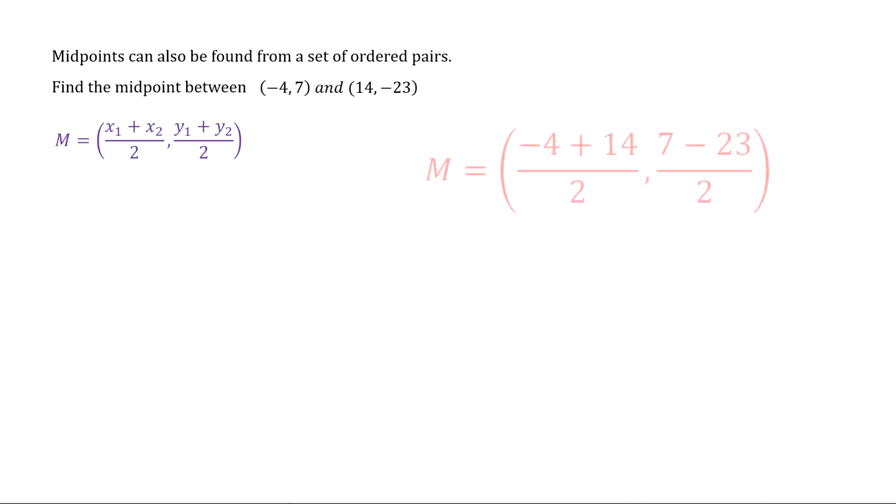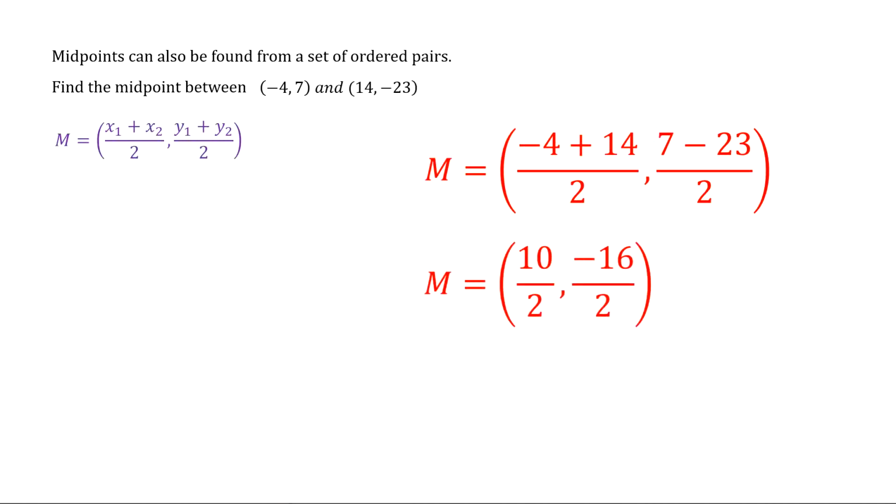So we plug in our numbers here, and we end up with negative 4 plus 14 divided by 2, and then 7 minus 23, because it would be plus negative 23, so I just did it 7 minus 23. So we end up with 10 over 2 and negative 16 over 2. So our point, when we simplify those down, is going to be 5, negative 8. If you want to take a minute and graph it out on a coordinate grid to see if it makes sense, you can do that, or we can just trust the numbers because math is usually good to trust like that. Does that make sense to everyone?